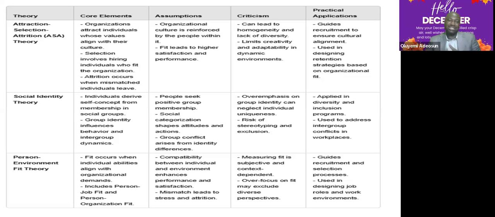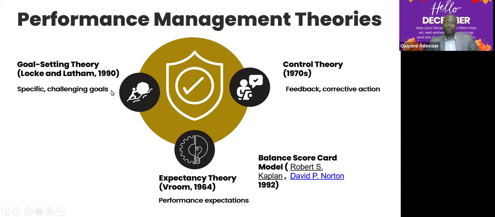Okay. Criticisms include measuring fit may be subjective. Okay. It may be context dependent. In addition to this, the theory sort of over-focuses on fit and may exclude diverse perspectives. Because we are thinking of fit, which means if everybody must fit, any misfits, we don't give them a chance. And what you have here is you don't really have sufficient diversity. And in recent times, we've been clamoring for diversity and inclusion.